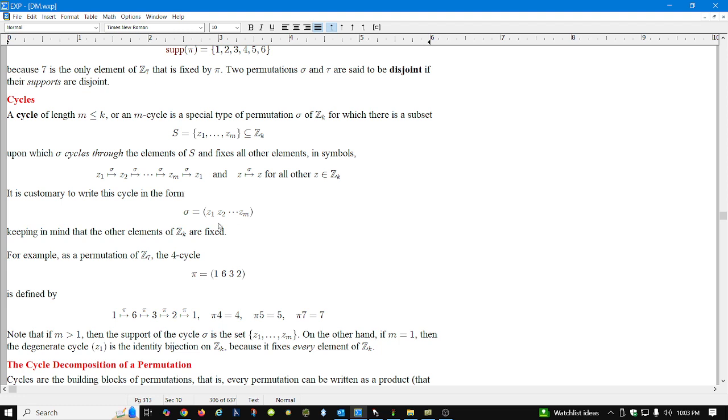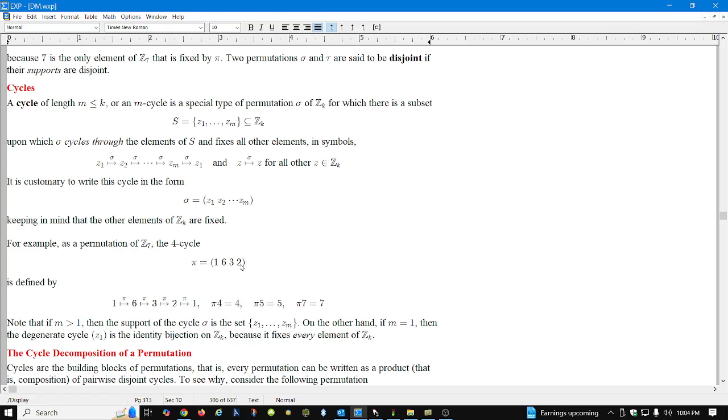It's customary to write a cycle in this form with parentheses and with spaces in between the elements. I think some authors use commas, which would be a good idea if the elements were complicated, had some algebraic symbols in them. So for example, as a permutation of Z7, this 4-cycle sends 1 to 6, 6 to 3, 3 to 2, and 2 to 1. 1 goes to 6, which goes to 3, which goes to 2, which wraps back around to 1. And what's missing from this cycle are 4, 5, and 7. They are fixed.